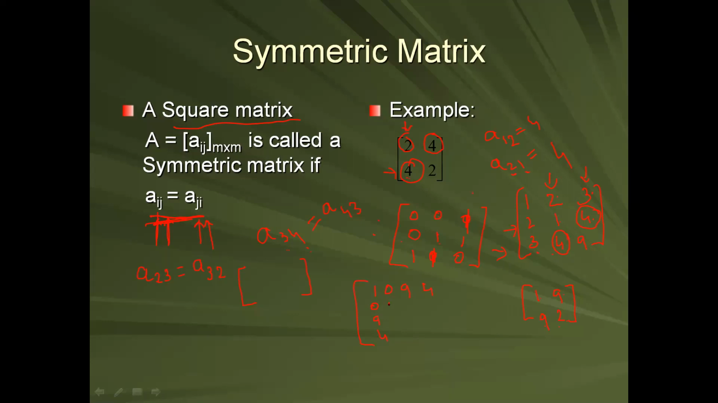Any number. 0, 0, 8, 7, 6, 7 and 6. 5, 3 and 3, 2. Perfect. Clear?